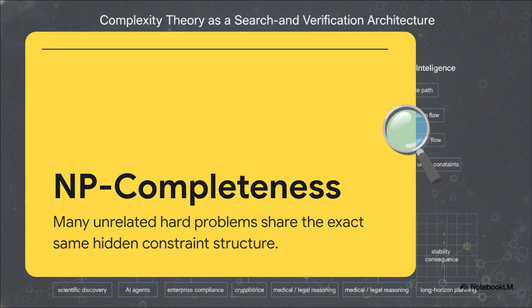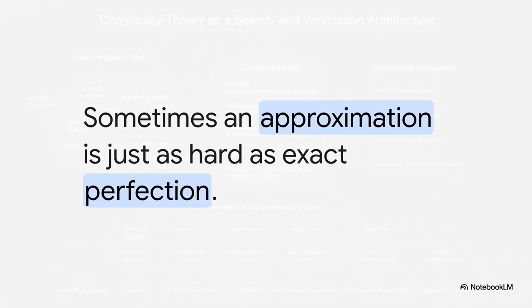It's kind of like a giant interconnected web of constraints. NP-completeness reveals that because they share this deep topological structure, they are literally the same problem in disguise. It proves that if you can find an efficient algorithm to crack just one of them, you crack them all. No joke.